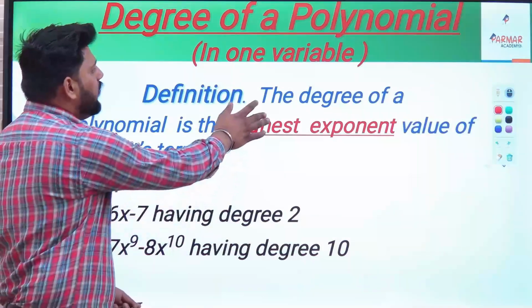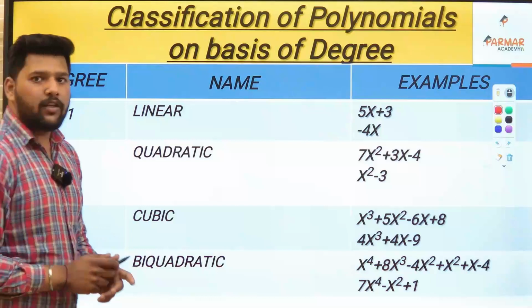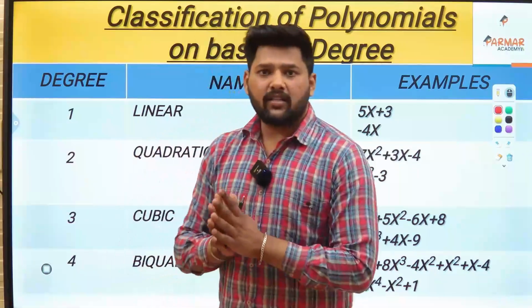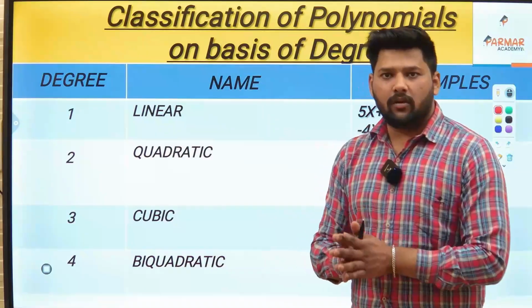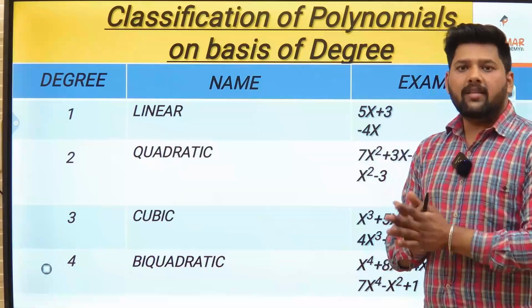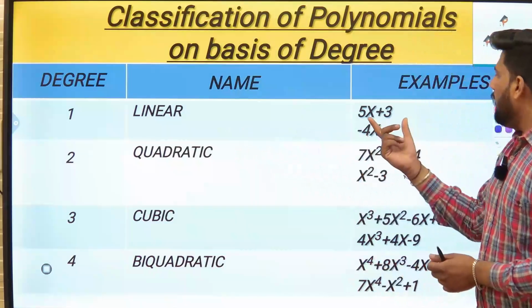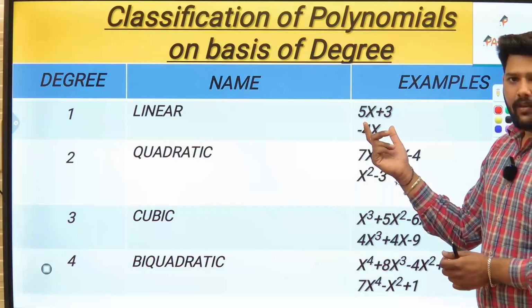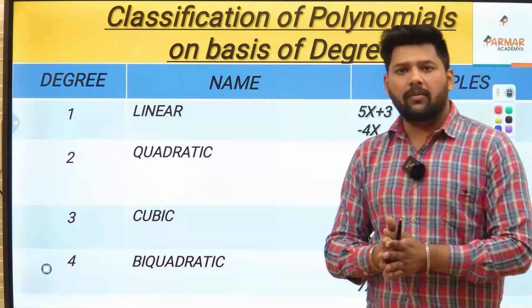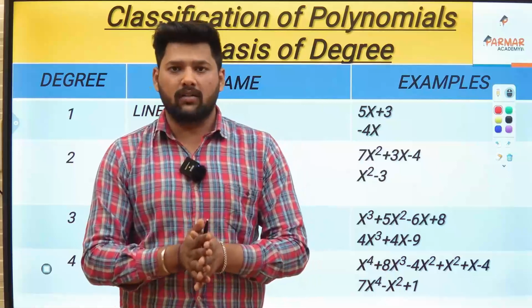Now next we will classify the polynomials on the basis of degree. As we had done the classification of polynomials on the basis of number of terms, now here we will classify the polynomials on the basis of their degree. The first one, look here, 5x plus 3. 5x plus 3 is a polynomial where the highest exponent is 1.